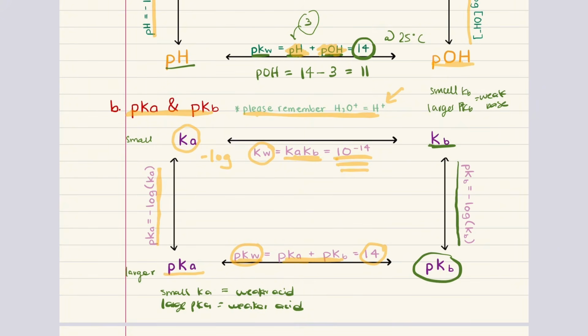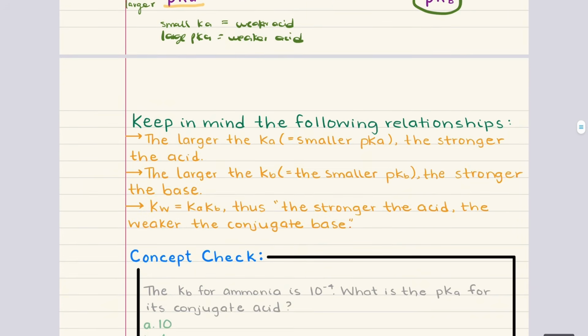And this relationship also means that the stronger the acid, the weaker the conjugate base, and the stronger the base, the weaker its conjugate acid. So using these equations, once you know Ka or pKa for a weak acid, you can immediately determine Kb or pKb for its conjugate base, and of course, vice versa.